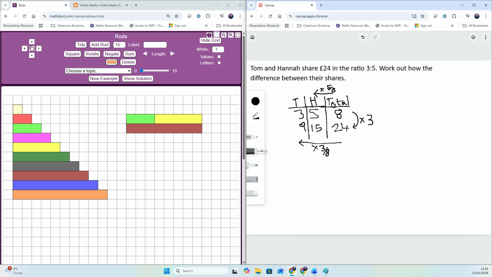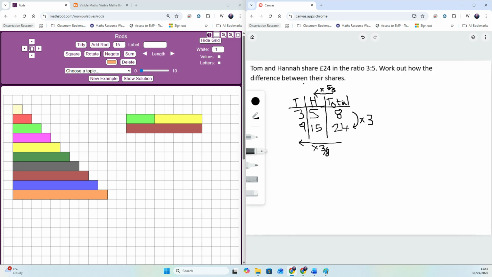And so if we want to look at the difference between those shares, the difference between their shares is going to be £6. And like I say, I probably wouldn't start that question with kids. I'd probably start with can you work out how much each of them gets, or how can you work out how much Tom gets, or how much Hannah gets, how much both get, etc.